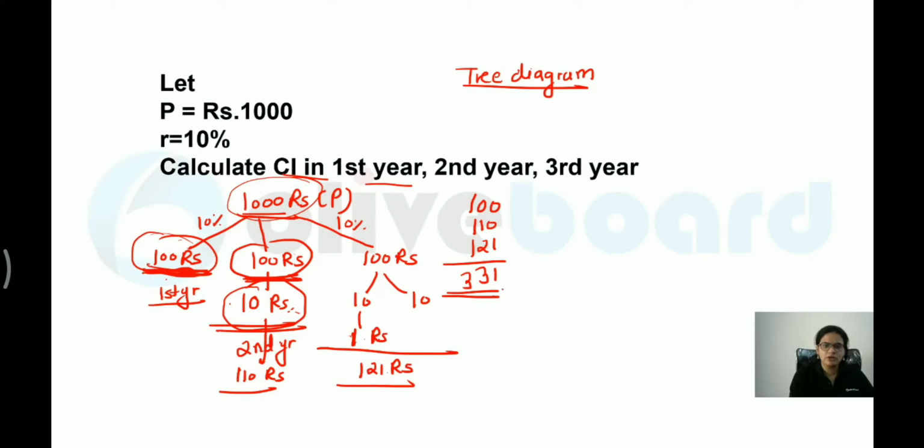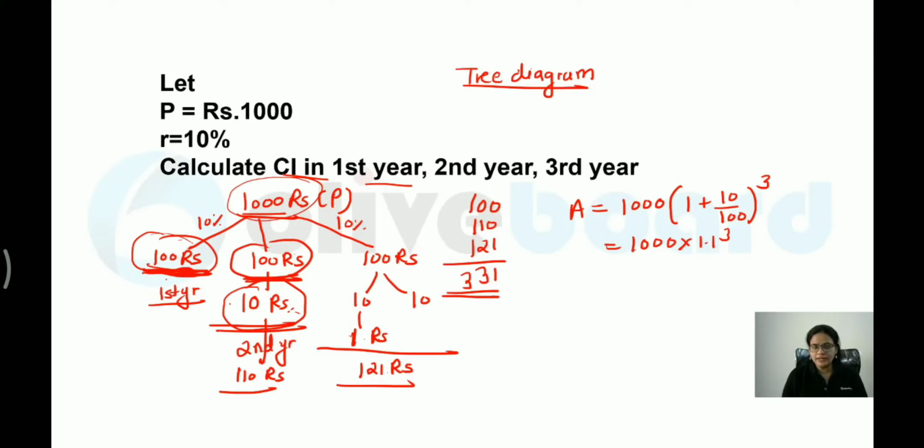Now the same value you can get using the formula as well. So what is the formula for amount? Amount value is 1000 rupees, and here you have to write (1 plus 10 by 100) whole cube. So you have to write the cube value over here. So what will be the formula? 1000 multiplied by 1.1 cube over here. Okay, so if you know the value of 1.1 cube, directly you can use the value over here. That will give you your answer. So if you check this, this is nothing but 1331. Yes, 11 cube is 1331. So this is the value after 3 years.